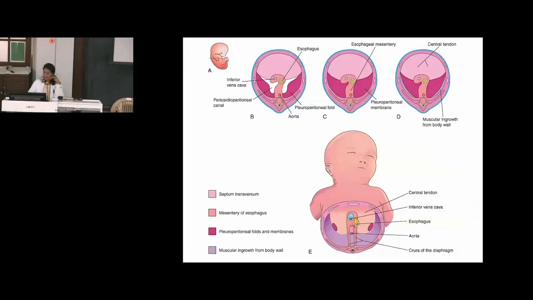So this is the schematic image from Keith Moore, which we can see in B, C and D. See this part, the ventral part, the major part here is formed from the septum transversum. This is the central tendon which is formed from this septum transversum.